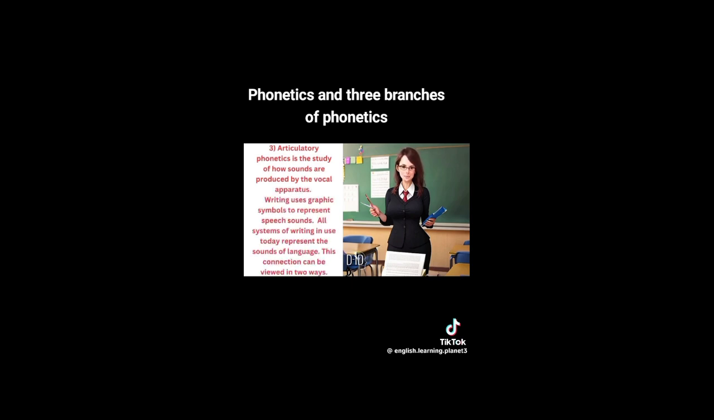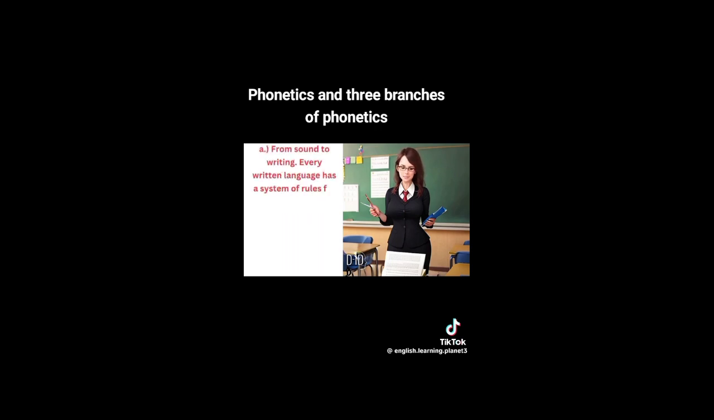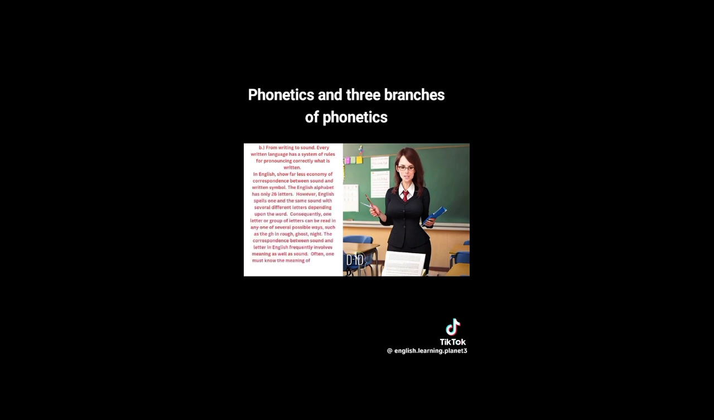Writing uses graphic symbols to represent speech sounds. All systems of writing in use today represent the sounds of language. This connection can be viewed in two ways. A. From sound to writing. Every written language has a system of rules for how to spell the spoken word. These rules are called the orthography, the writing rules of the language. B. From writing to sound. Every written language has a system of rules for pronouncing correctly what is written.